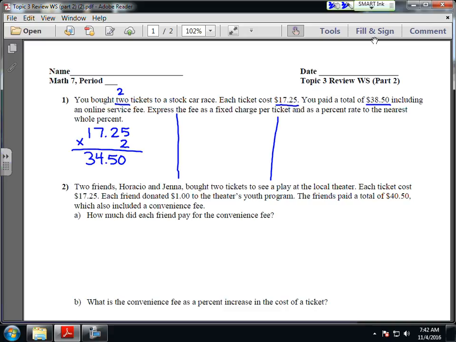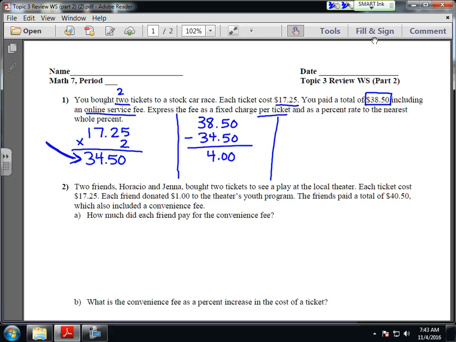However, it says here that they paid $38.50. Well, that doesn't match this. Well, that's because it says they paid an online service fee. And they want to know how much of an online service fee did they pay. Well, if I take the $38.50 that we know that they paid, and the $34.50 that they paid for the actual tickets, and subtract them, I'll find out how much they paid in a service charge. They paid $4. However, they paid $4 for 2 tickets.